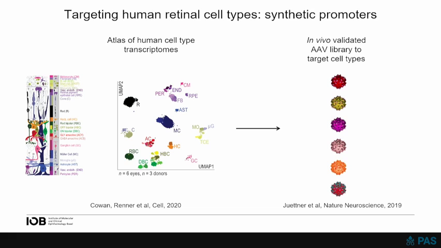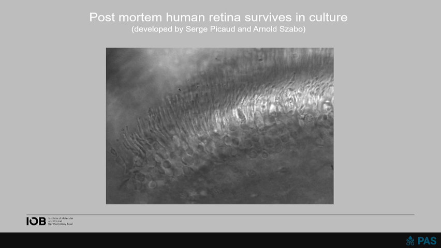I think the really important moment for us was when we compared mouse, monkey, and human, and realized that if you find a wonderful promoter for mouse, it is not going to work in humans, and vice versa. Very little correspondence. There is a very strong correspondence between primates and humans, indeed. But essentially, we want to treat human patients, so we use a technology originally started in Serge Picaud's lab in Paris, who could keep postmortem retinas alive for 3 weeks. This is not enough to test gene therapy. We need more. We need 5 weeks.